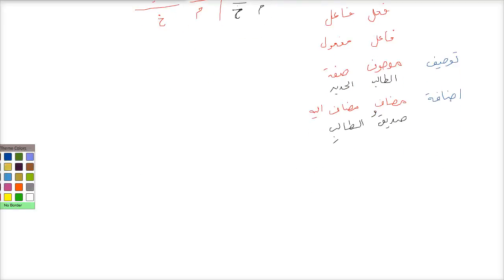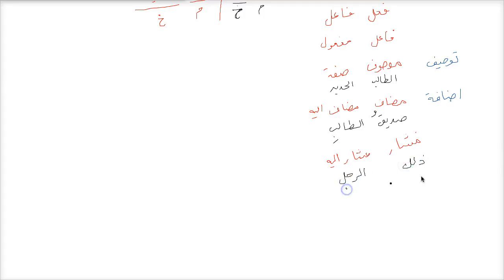Okay, just two more to go. Sometimes you have a link between two words, and that link is mushar and mushar ilayhi. So for instance, if I say something like ذلك الرجل, it's not a mubtada and khabar. In this case, it means that man. So the link between them, mushar and mushar ilayhi, is known as ishara.